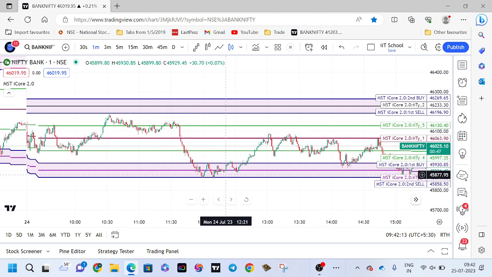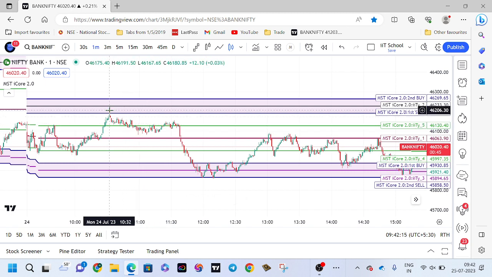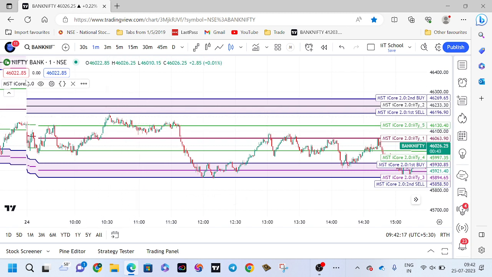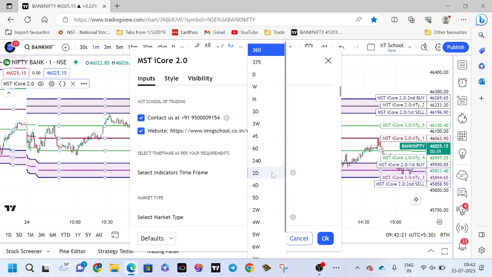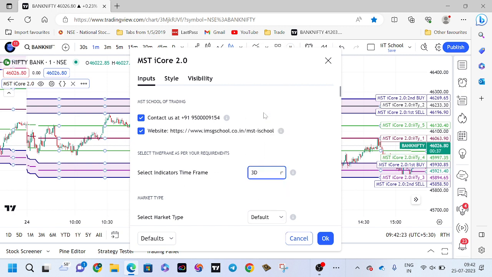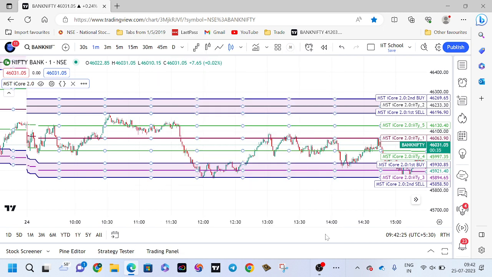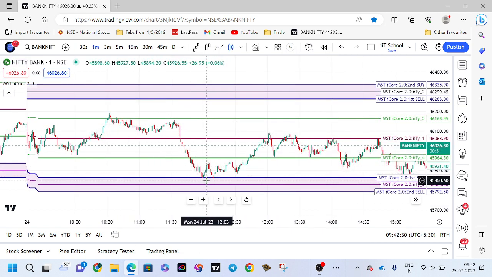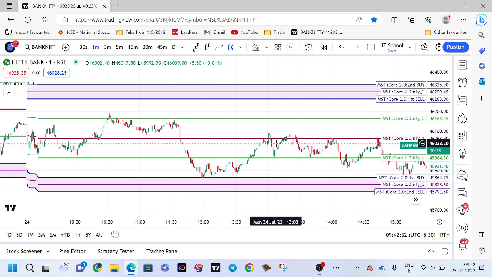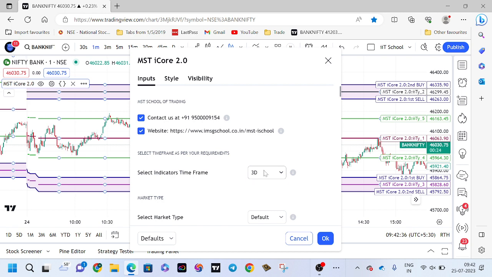If you want to buy again after getting the profit from the sell, go to the indicator settings, where you can extend the line to 3D. See here, you can extend the line to 3D. So perfectly you will get the buy entry. Otherwise I can show you one more option also.